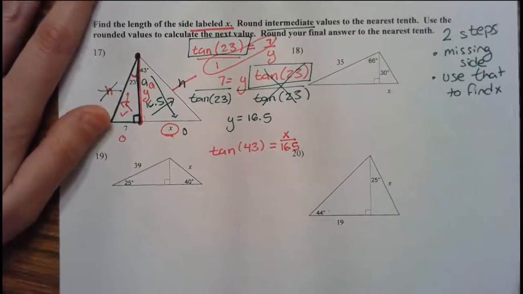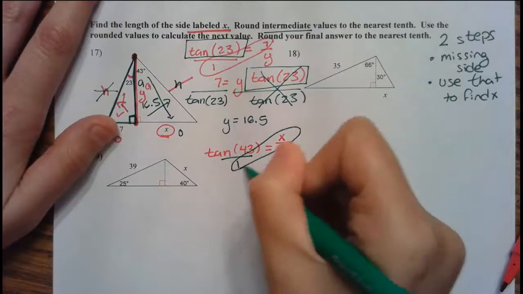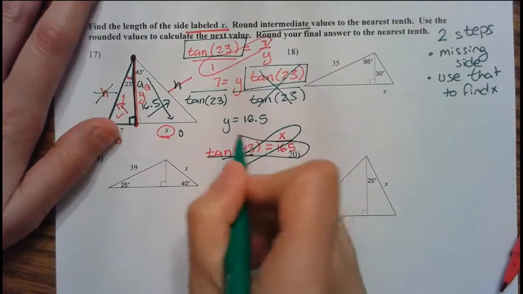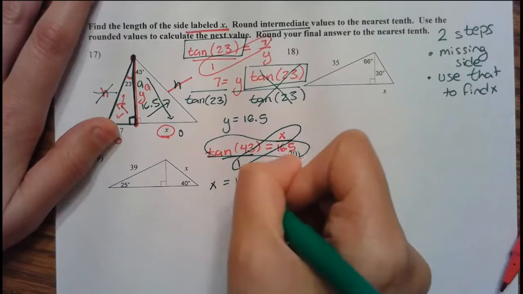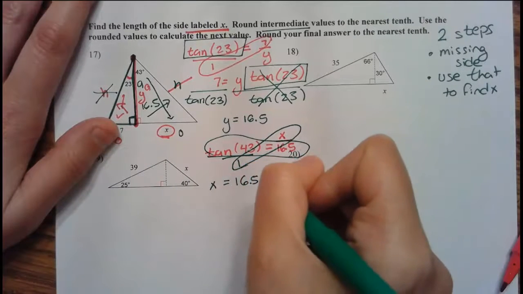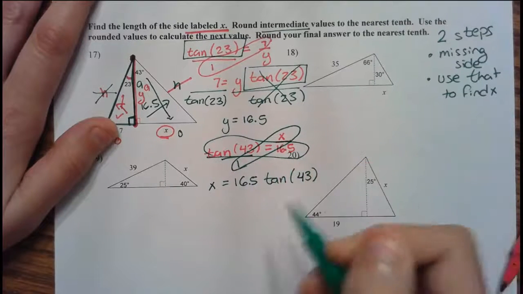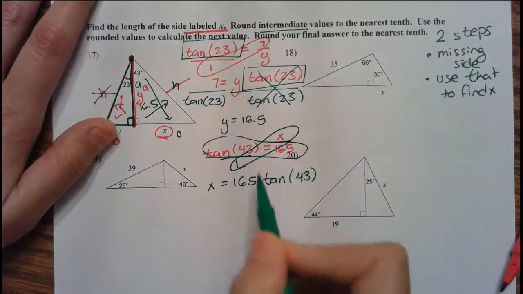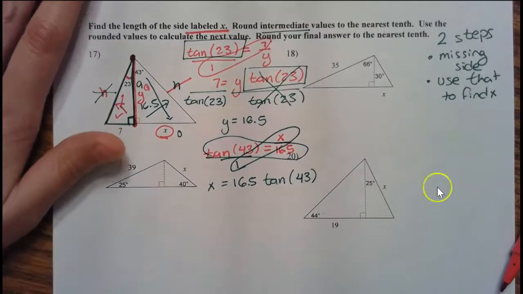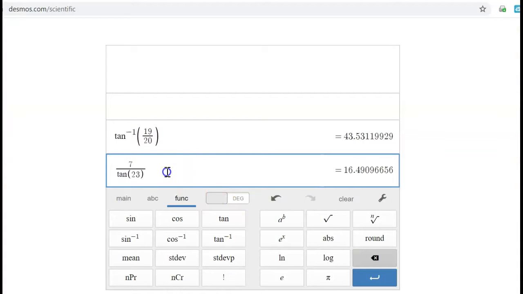We've got to use our cross multiplication. And luckily x is on top. Don't know if you've noticed yet, but that makes it so you only have to do one step instead of 2. Biggest mistake people make here is they multiply 16.5 times 43. Remember, this is like inside a radical sign. That's why I keep saying it. Put that in the calculator.